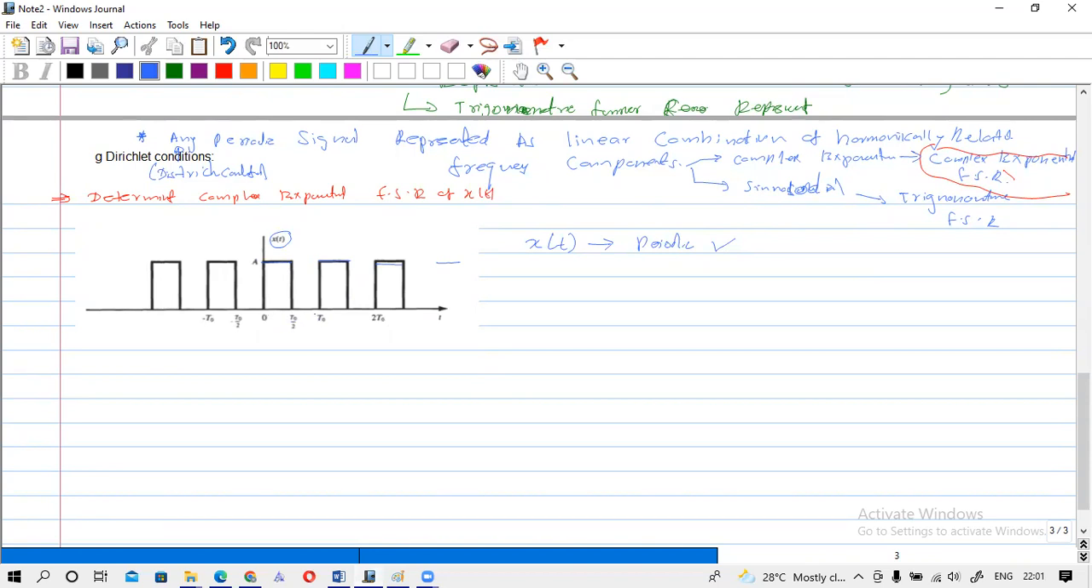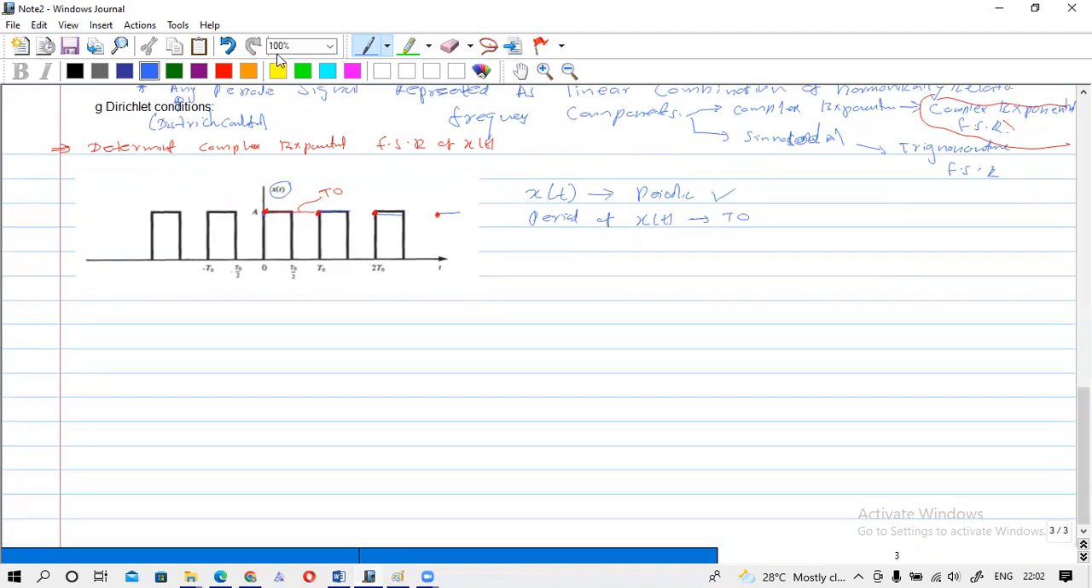Our next task is to find the period of this signal. So what is the period? If you consider this point, it is repeating again after here, and this point again repeating after here. So this point repeating again here means this is the period. It is T naught. We can get this information by observing the waveform. The period of x(t) is T naught.